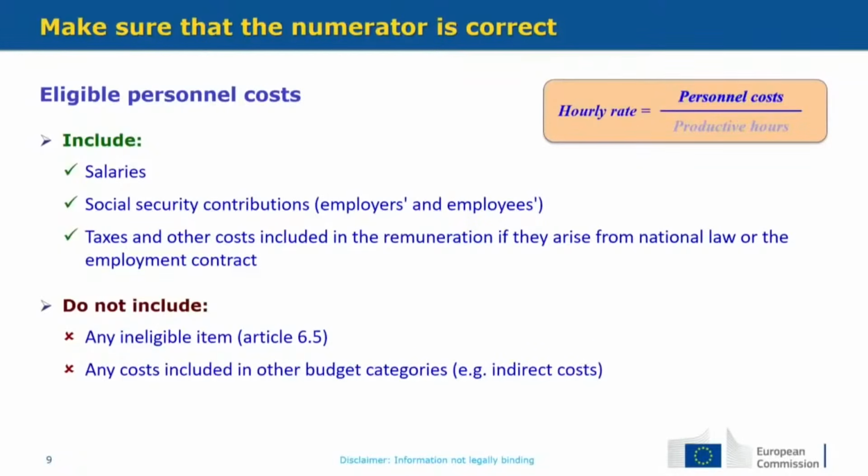Now, what they should not include is any ineligible item. There is a specific article, namely 6.5, which details the majority of these ineligible items. And any cost included in another budget cost category, like indirect cost or subcontracting or travel cost, etc., should not be included again in personnel costs. So I think this is very obvious.